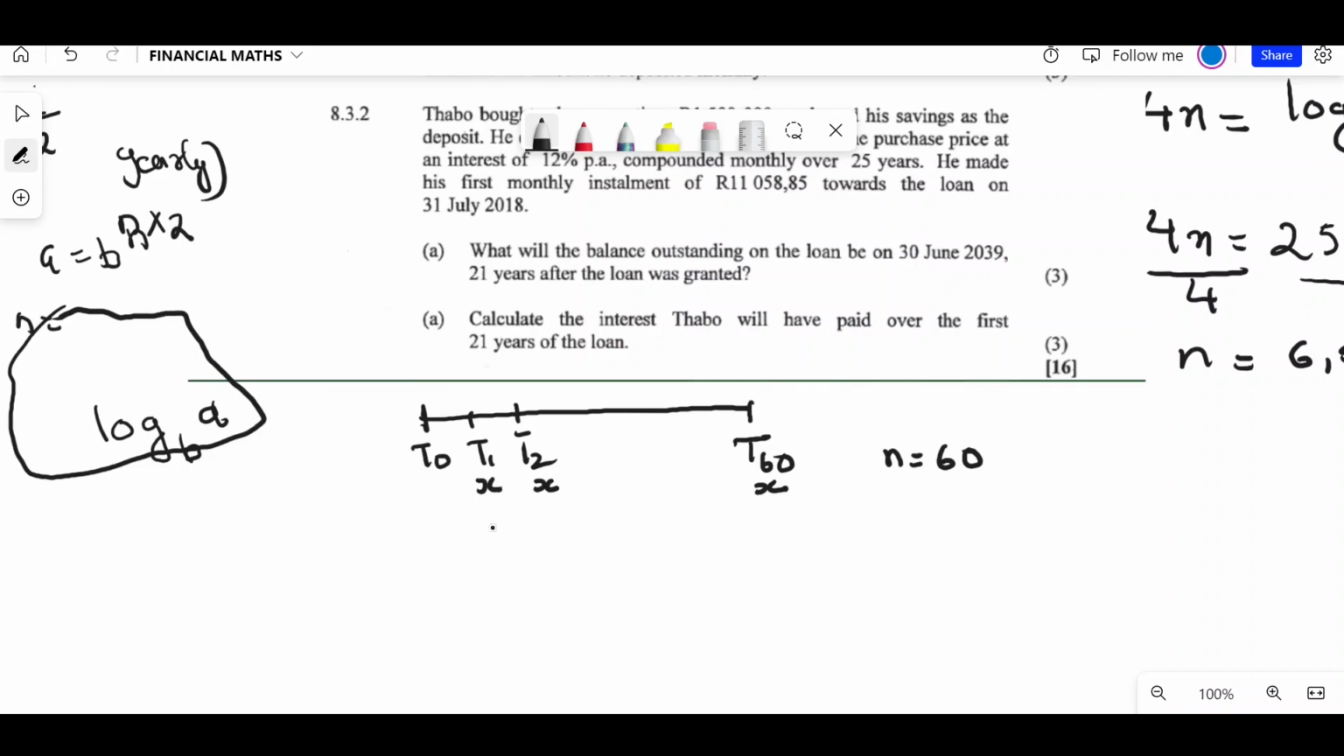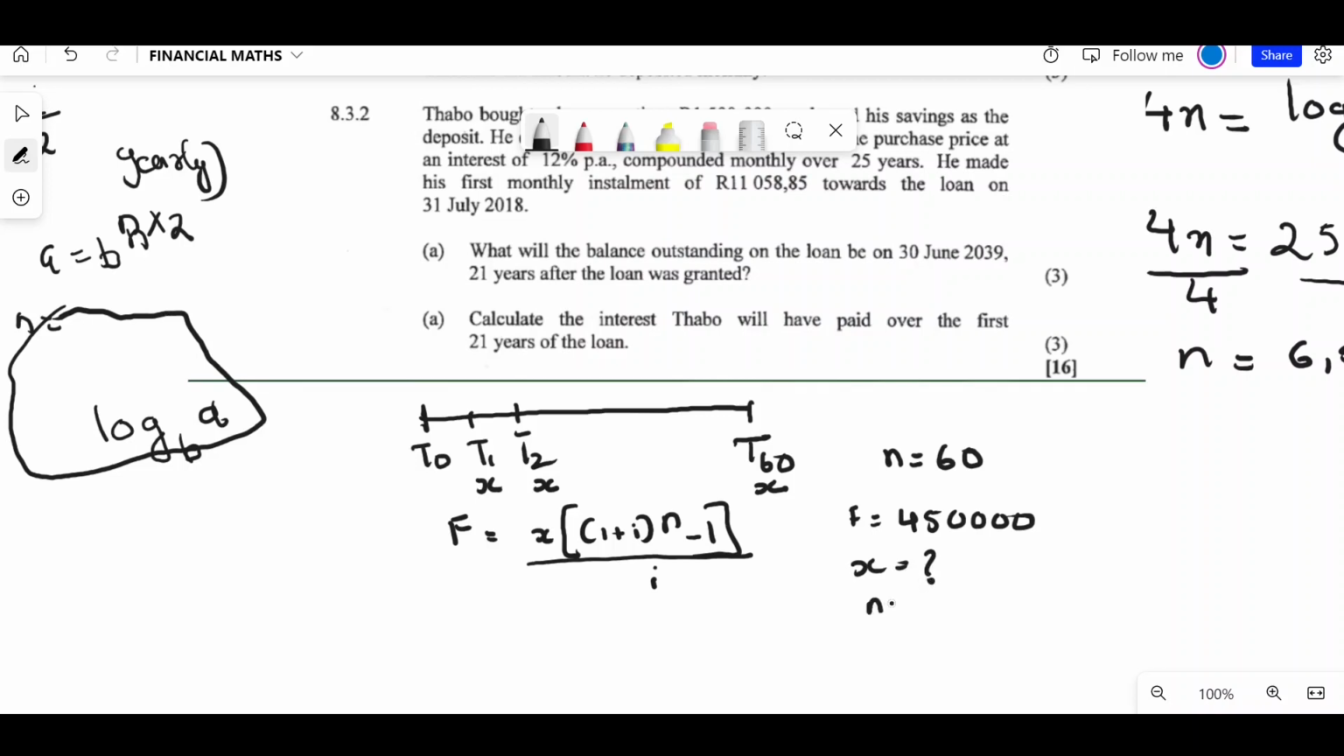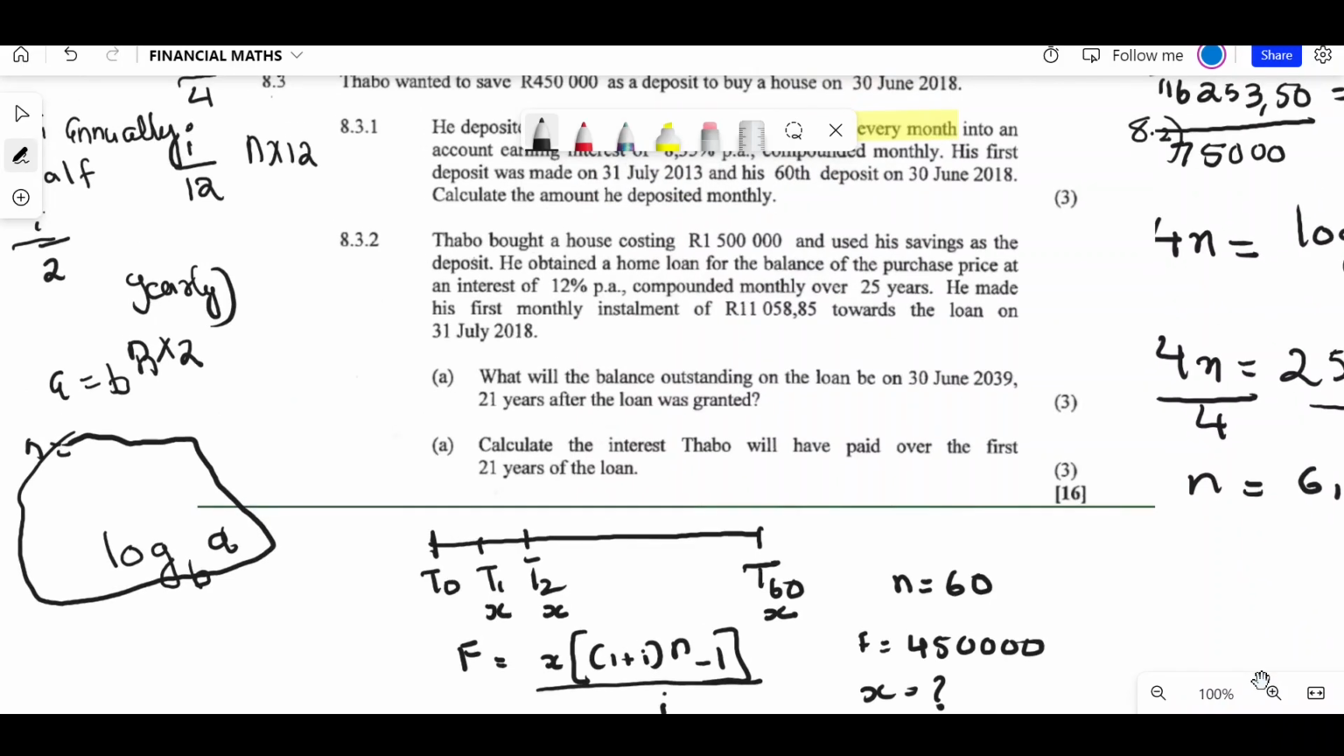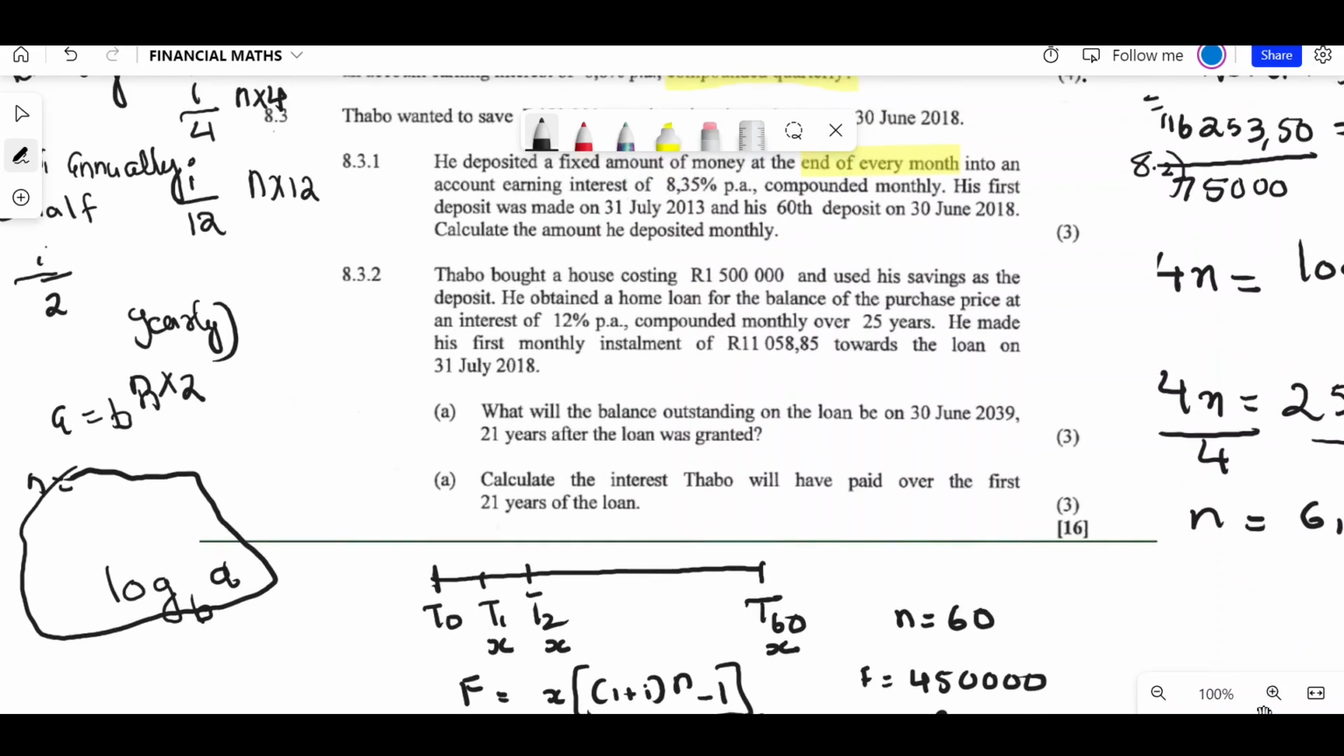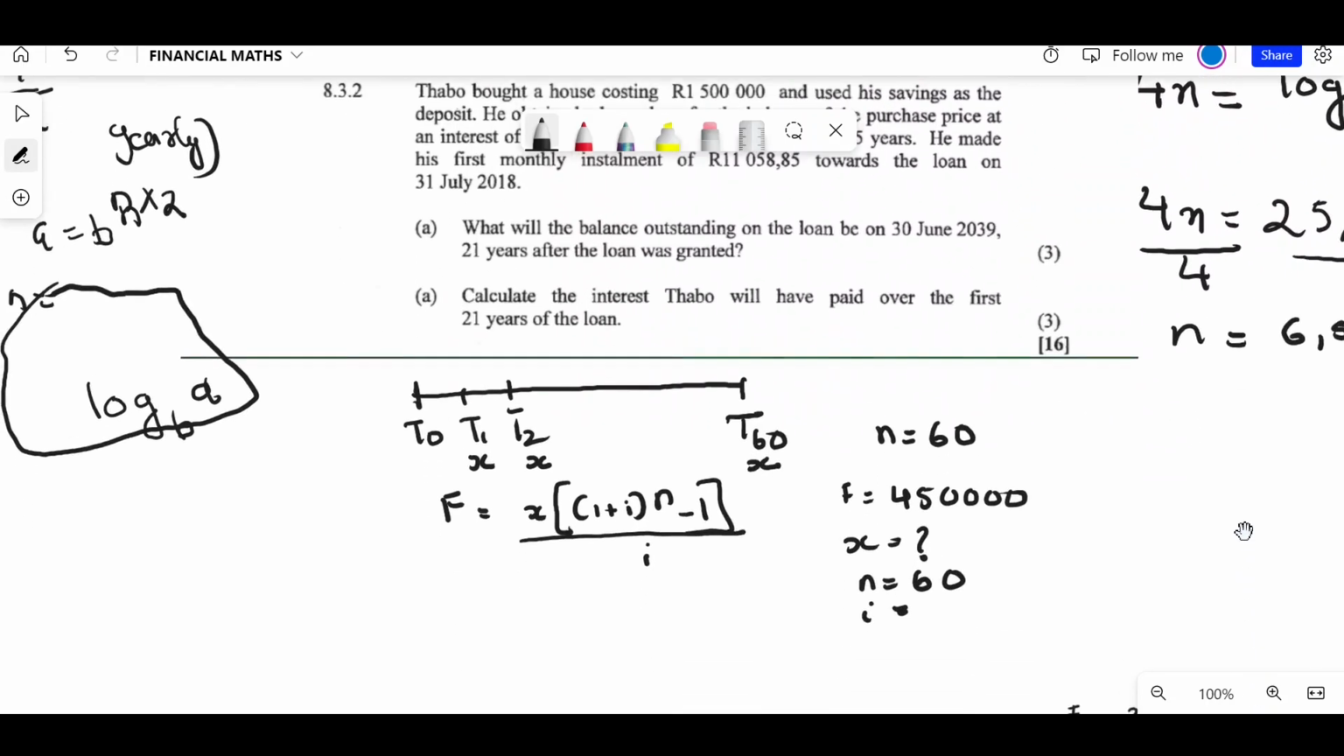The formula here is the future value formula, because he's going to get the money in future: F equals x times (1 plus I to the power n minus 1), the whole divided by I. Now let's see, F we know it's 450,000. X is what you are going to find. You are finding the monthly payment. N we just now got 60, and I equals I, very important. You must write it as it is. 8,35% compounded monthly.